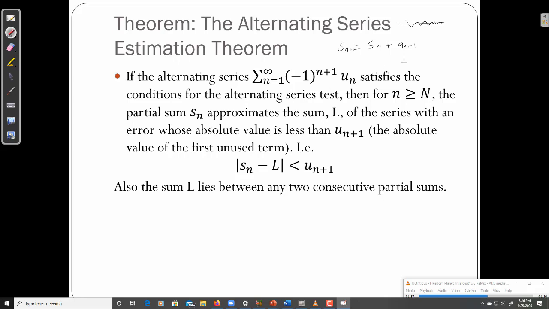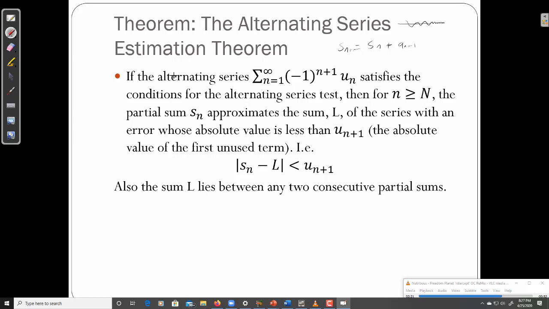Whereas if you're all positive, that means you're adding on every time. You have to be going up towards it but leveling off. If you're decreasing towards it, it'd be like that if you're only negative. So yeah, the sum lies between any two consecutive partial sums.